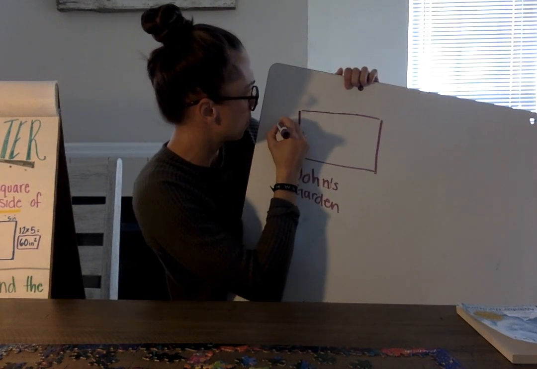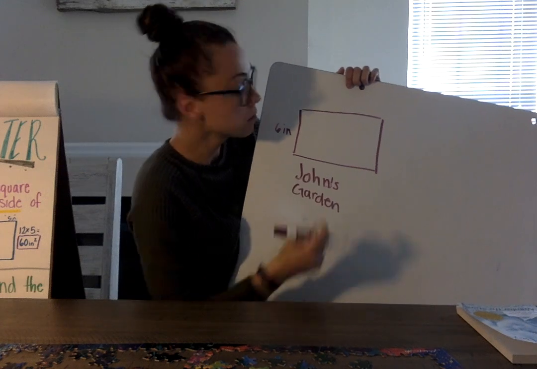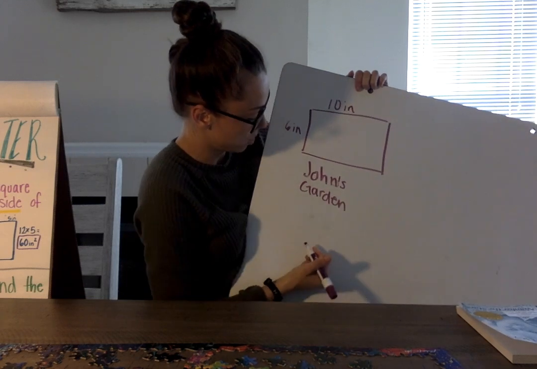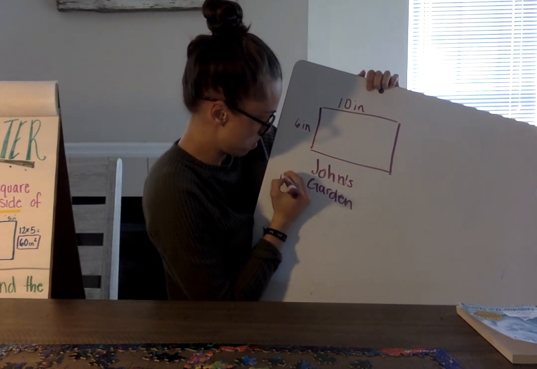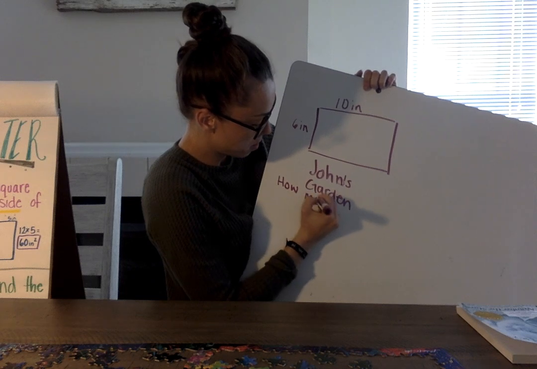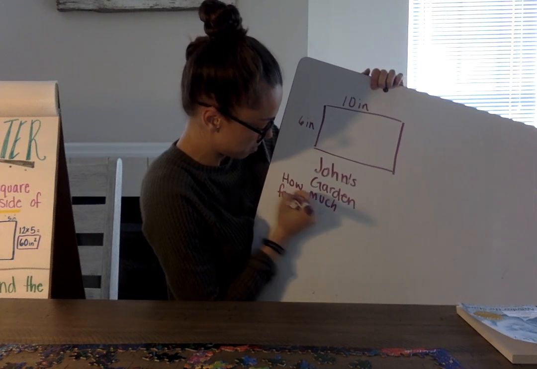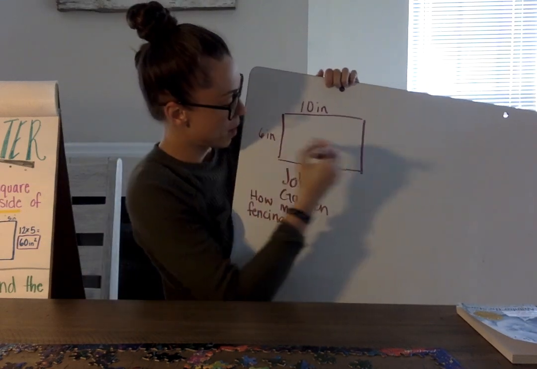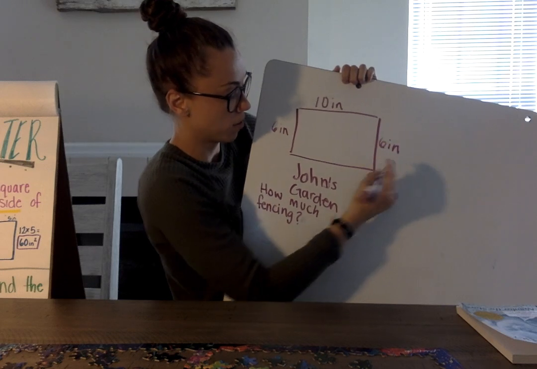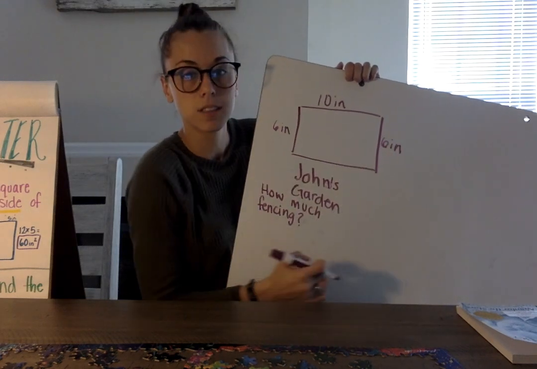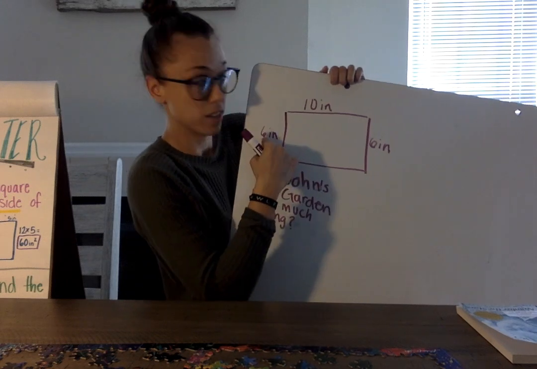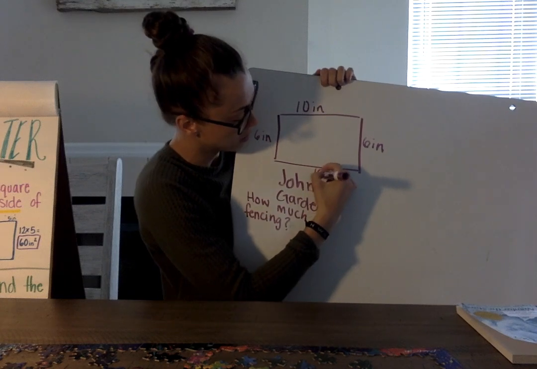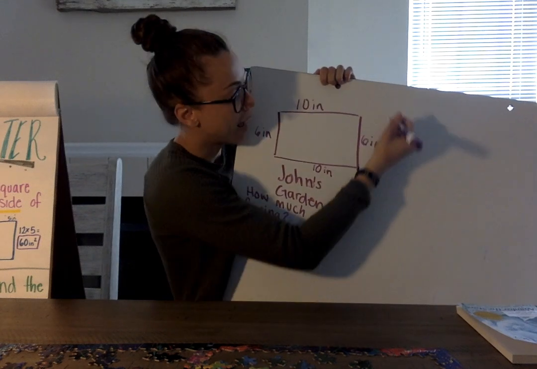So let's say that this is going to be 6 inches. All right. This side right here is going to be 10 inches, and if we want to know how much fencing John needs, we're going to continue labeling our rectangle. So opposite sides in a rectangle are going to be the same length. So if this one was 6 inches, this one's also going to be 6 inches. If this one's 10 inches, this one down here is 10 inches. And we're going to add all of these up.